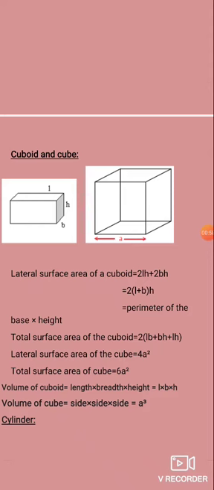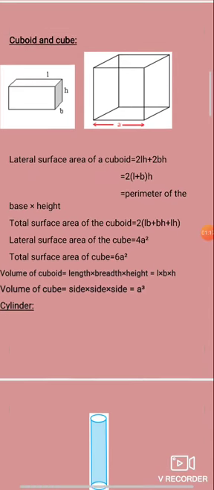Now lateral surface area of the cube is equal to 4a square, then total surface area of the cube is equal to 6a square. Then volume of the cuboid is equal to L into B into H. Volume of cube is equal to side into side into side, if the side is equal to a.